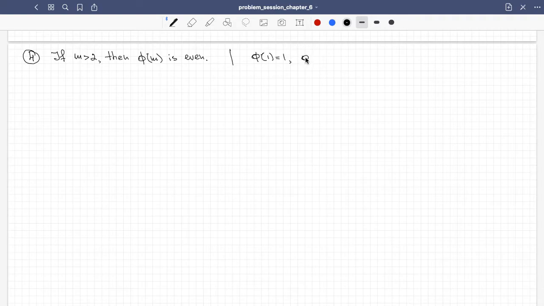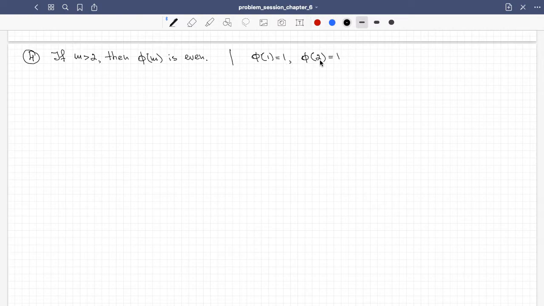And what is phi of 2? The reduced residue system modulo 2 consists of one element. This is the number of positive integers which are smaller than 2 and relatively prime to 2. There is only one positive integer, 1, and 1 is definitely relatively prime to 2. So the size of this reduced residue system is 1. It consists of one element.